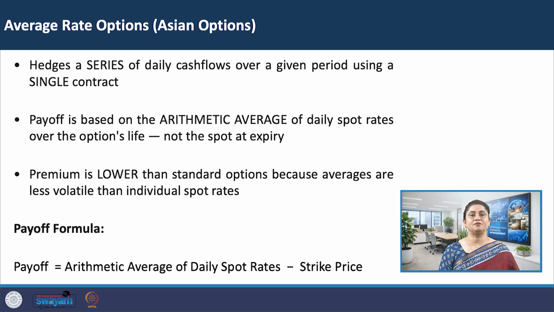Now let us move to average rate options, also called Asian options. Average rate options make it possible to hedge a series of daily cash flows over a given time using a single contract. This is particularly useful for businesses that have ongoing recurring foreign currency transactions. The option holder receives a payoff based on the difference between a predetermined strike price and the arithmetic average of daily spot exchange rates observed over the life of the average rate option.